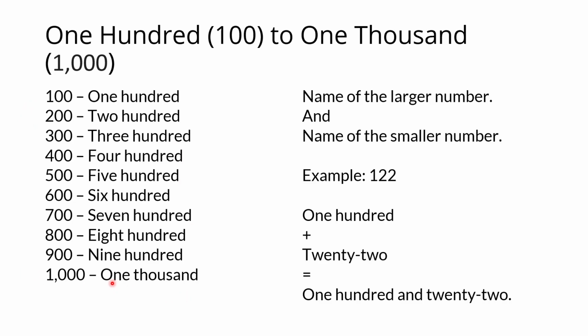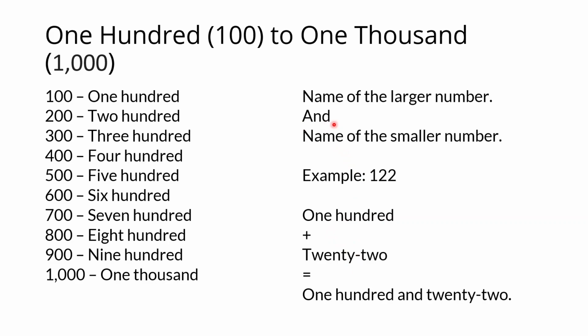And now we're going to go on to 100 to 1000. So when we go up in hundreds, we use the name of the larger number and the name of the smaller number. For example, when it's 122, we always use and in between.